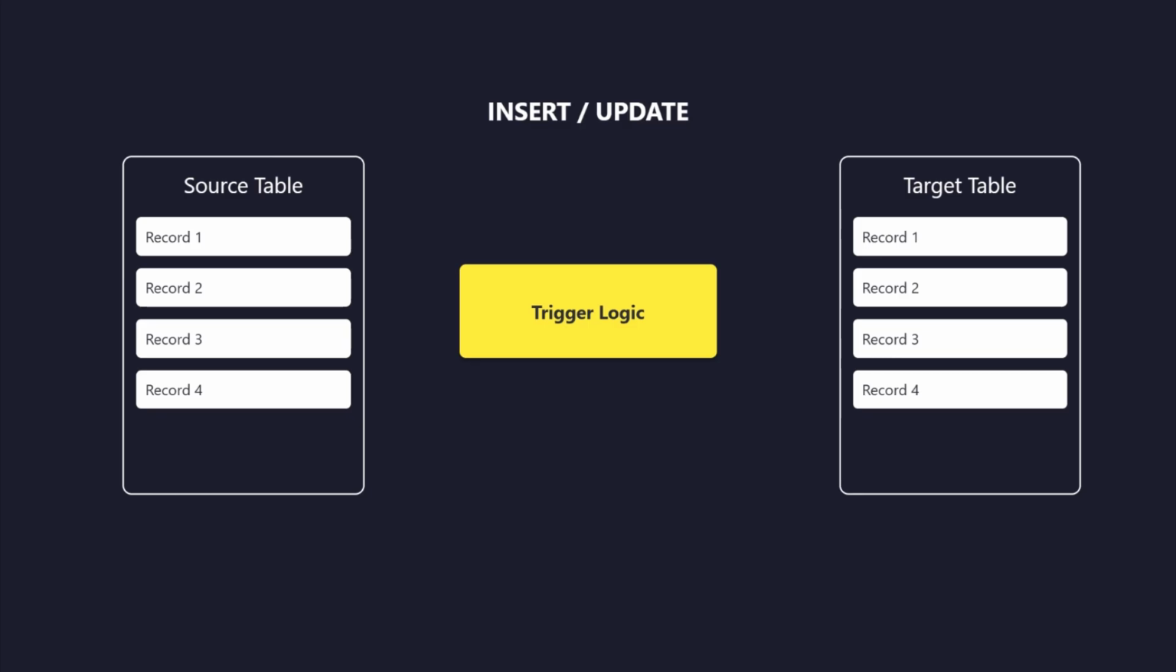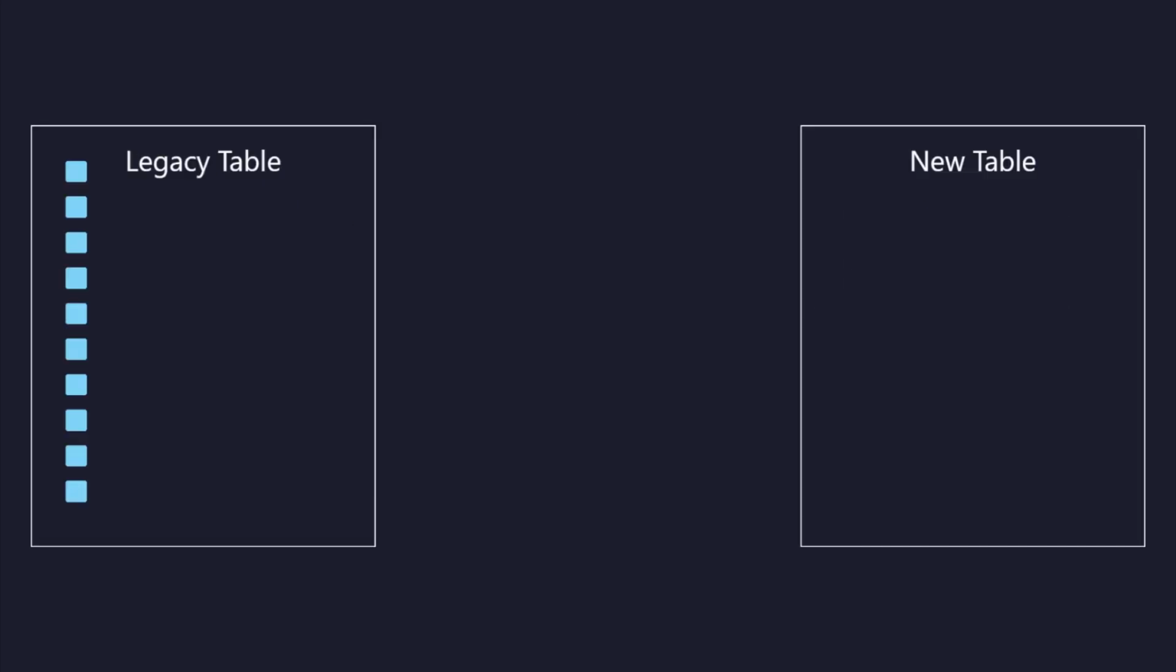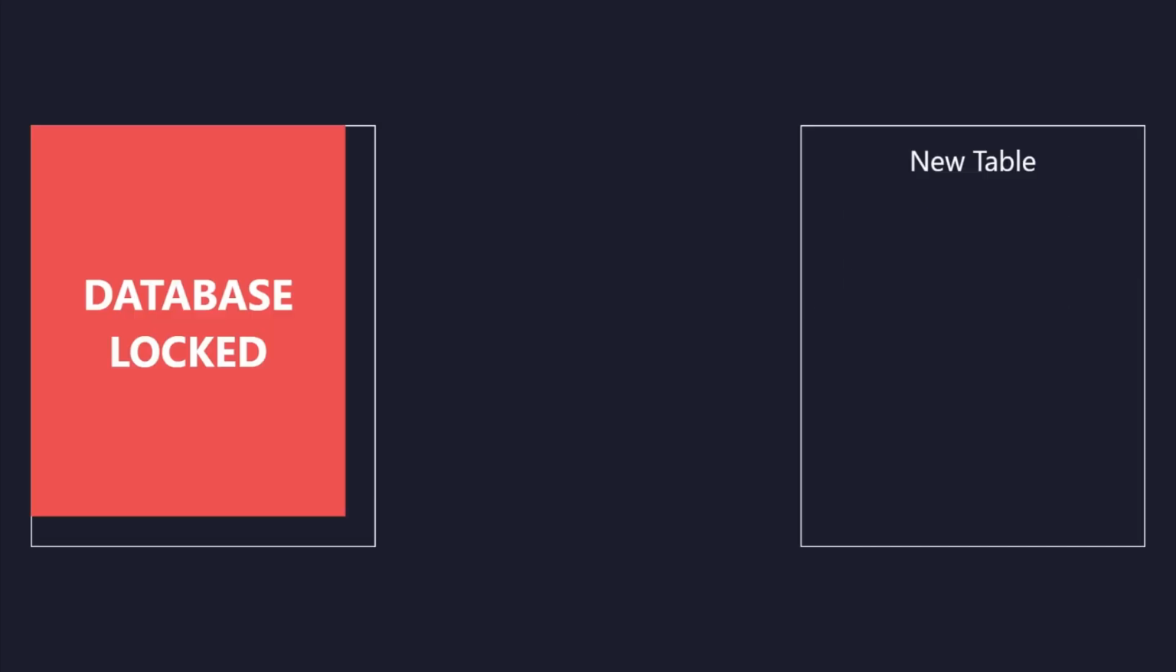The synchronization trigger must handle inserts and updates. It should take the value from the old column and apply any necessary transformations before saving it to the new column, ensuring the new format is populated for every new write operation.